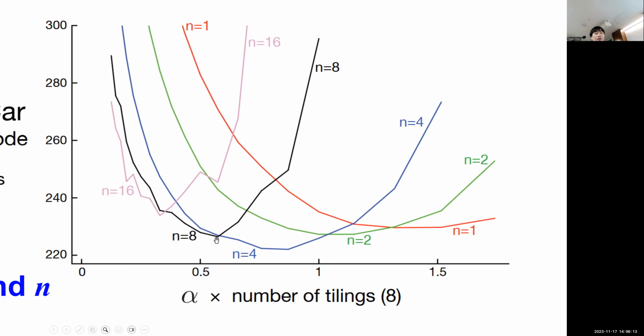For example, if this step size is smaller than somewhat 0.6, then n equals 8 is better. If the step size is between 0.6 and maybe 1.1, then n equals 4 is better. So overall, n equals 4 is better if they adjust the step size. So it has the fastest learning rate, okay? Learning speed.